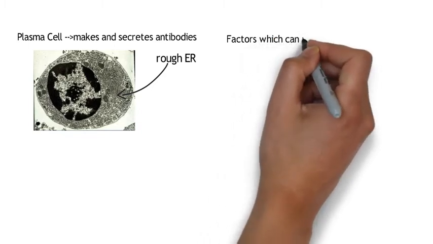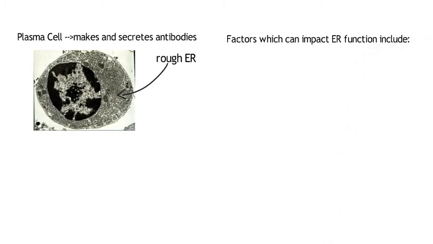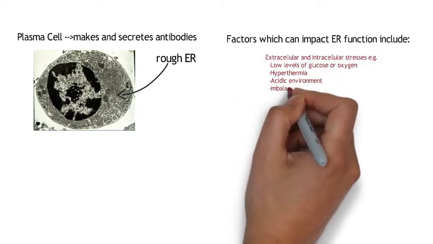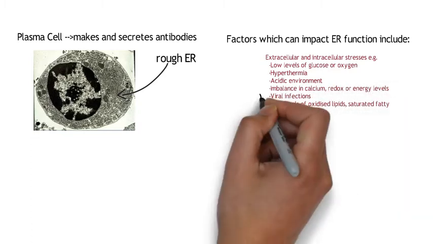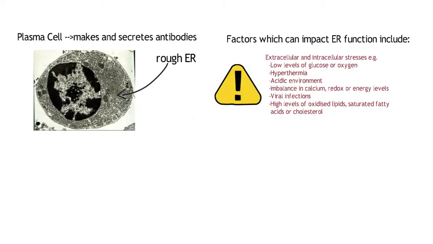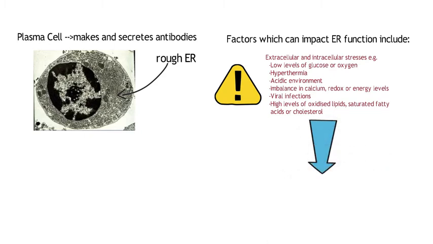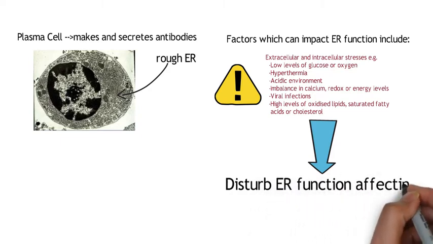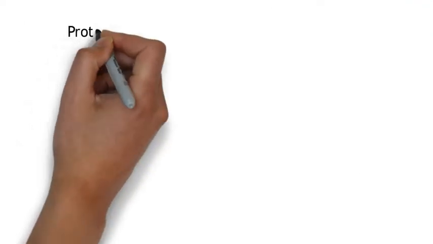The ER is a multifunctional dynamic organelle, and it can be influenced by functions both inside the cell and in its outside environment. For example, perturbations in conditions such as the availability of oxygen or glucose, hyperthermia, pH, calcium levels, redox levels, and energy levels can all impact ER function and affect its ability to make and properly fold proteins. Correct folding of proteins is essential for their function.